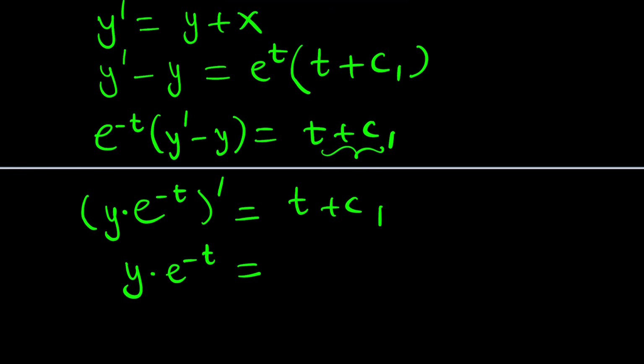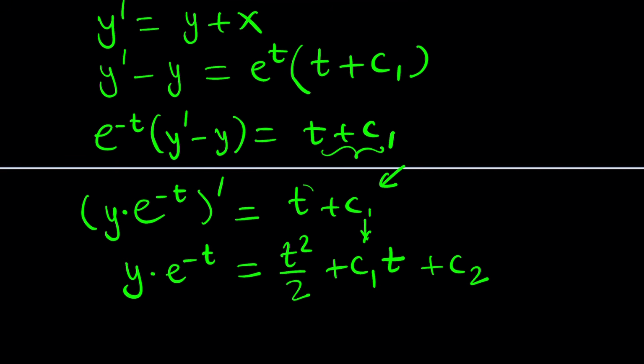And when you integrate the right-hand side here, what's the integral of t? Remember the power rule. You increase the power, divide by that, t squared divided by 2. c1 is just a constant, so it'll be multiplied by t, because think about it. c1 is the derivative of what? c1t, right? Like 2 is the derivative of what? 2t, or 2x, right? Plus, you do need another constant.